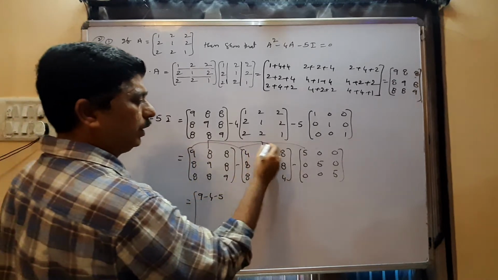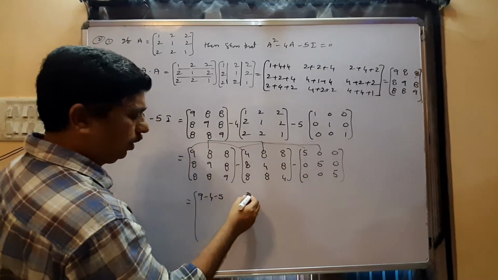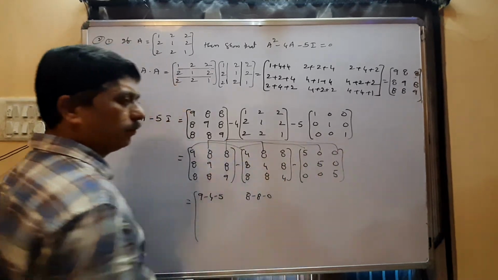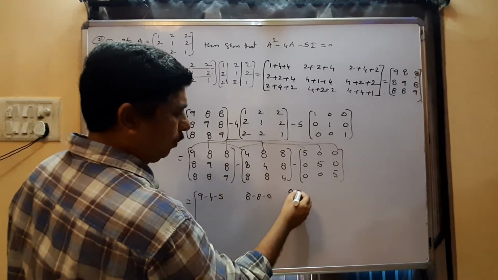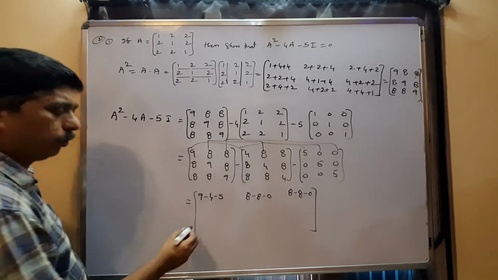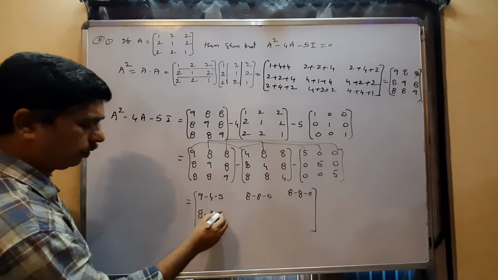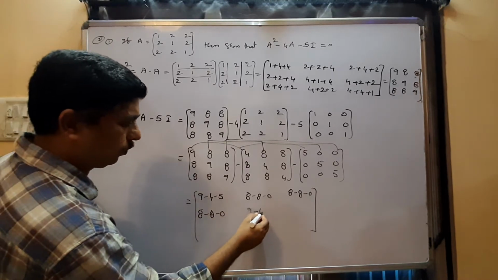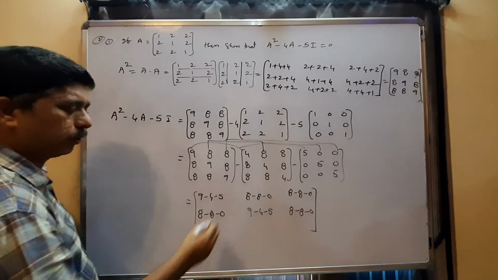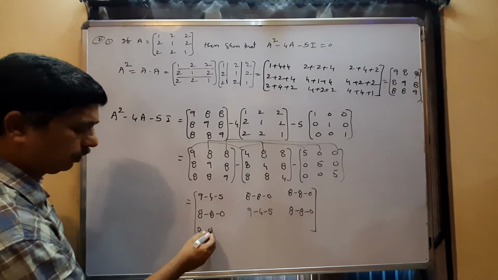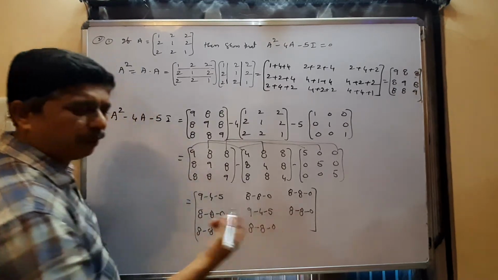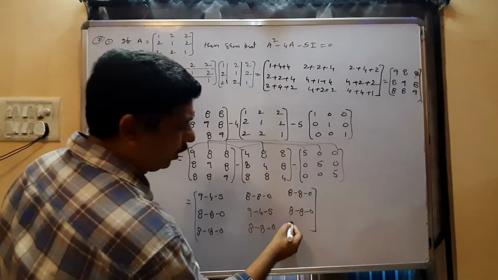Second elements, apply the same operation: 8 minus 8 minus 0. Third elements, same operation, first row third element: 8 minus 8 minus 0. Now with respect to second row, and with respect to third elements. If you know, you can write directly, no problem. Directly you will get 0, 0.